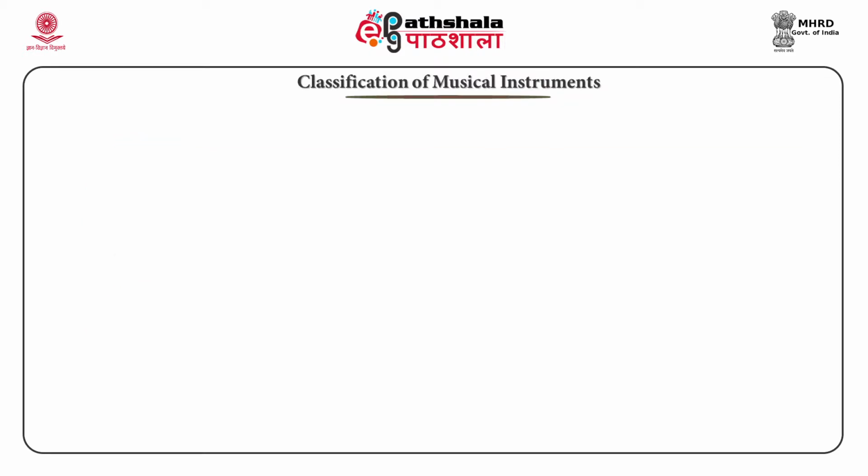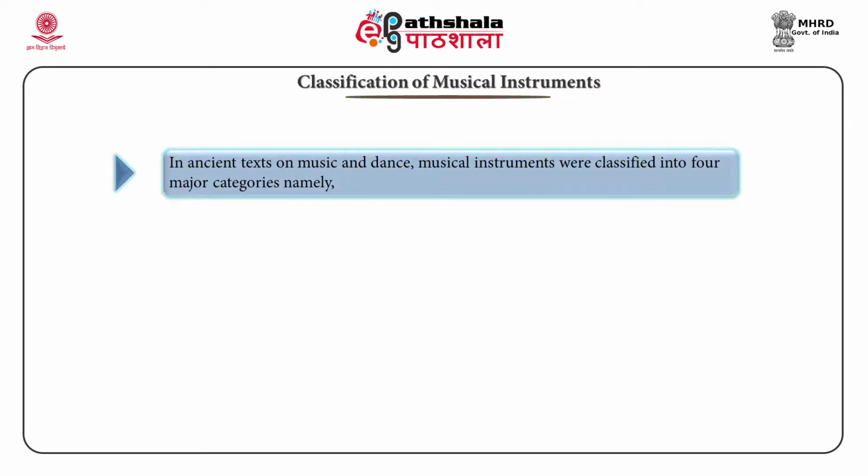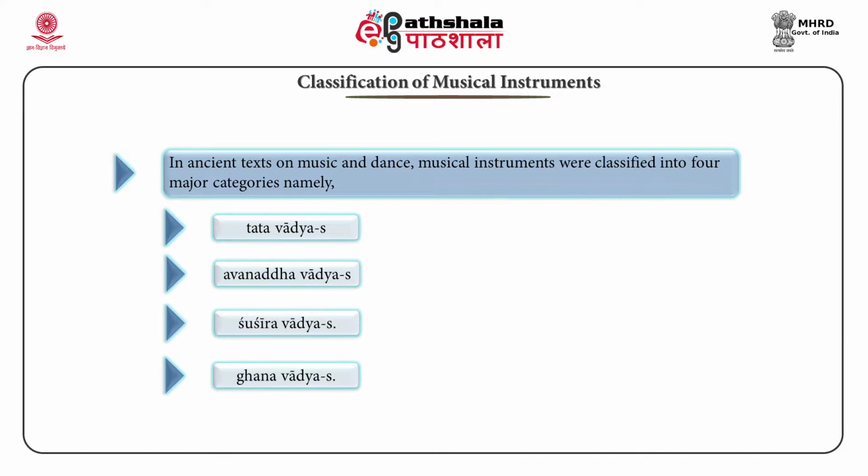Classification of musical instruments. In ancient texts on music and dance, musical instruments were classified into four major categories, namely Tatvadyas, Avnatvadyas, Sushirvadyas and Ghanvadyas.